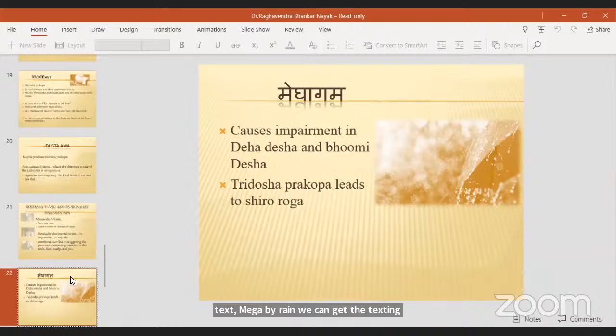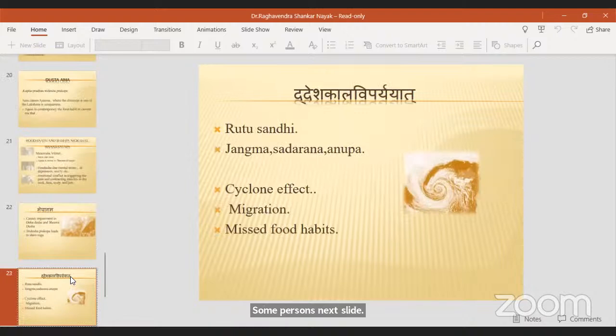Next slide. Deshakala Viparyaya. Some may get headaches in the case of Rutu Sandhi, where climatic changes are going to take place, and where migrations take place. Somebody will be migrating from one place to another place. In those cases also we can get some sorts of head related problems, headaches and all. And Desha Viparyaya, that is Jangala, Sadharana, Anupa, may also cause headaches.